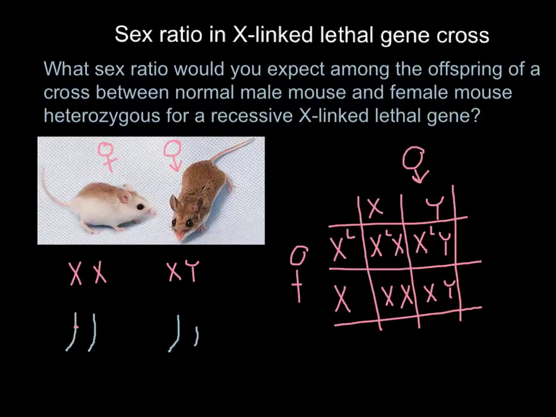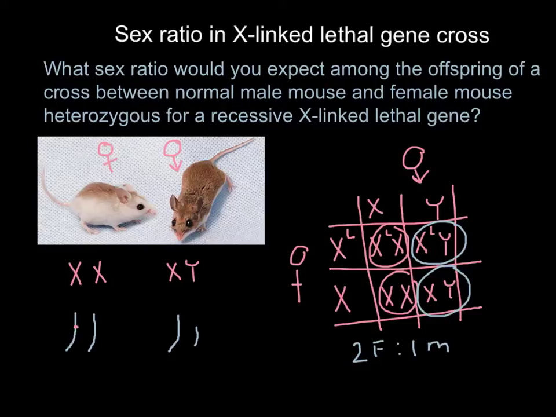So what do we have here? We have one female, another one, and we have one male that wouldn't be able to survive and one male that would be able to survive. So we got a sex ratio of 2 females to 1 male. So such a cross between a female heterozygous for the lethal gene and a normal male brings us a sex ratio of 2 females to 1 male.